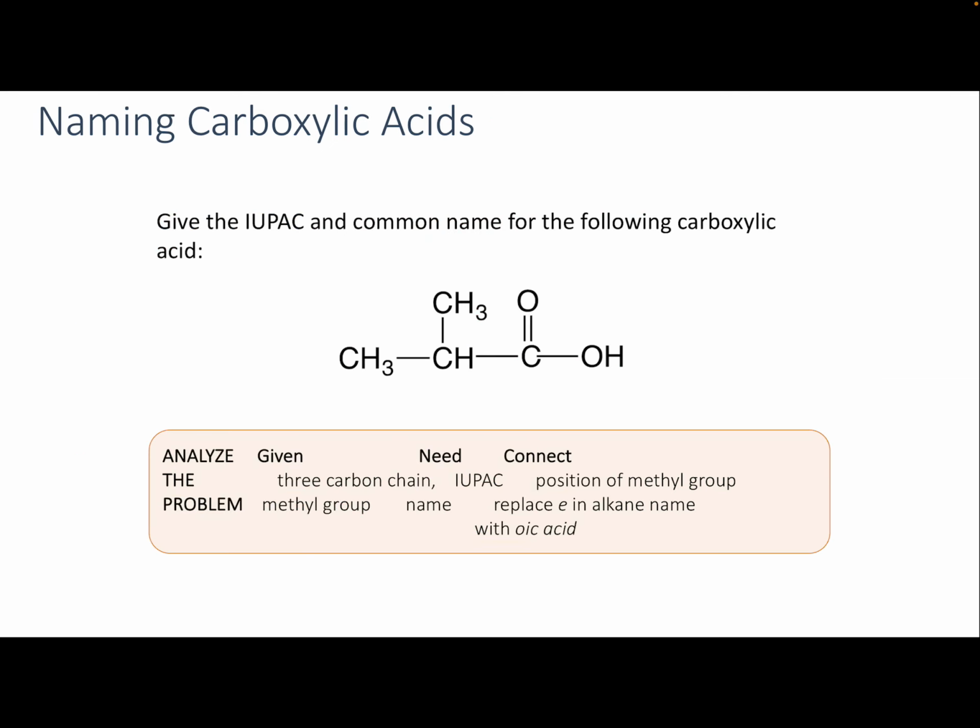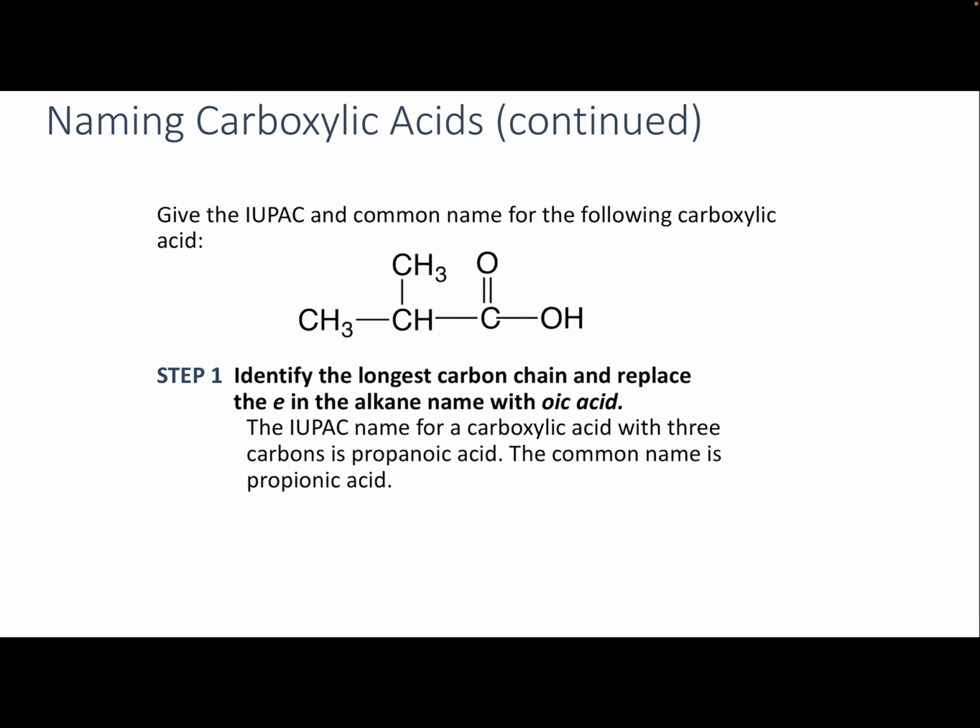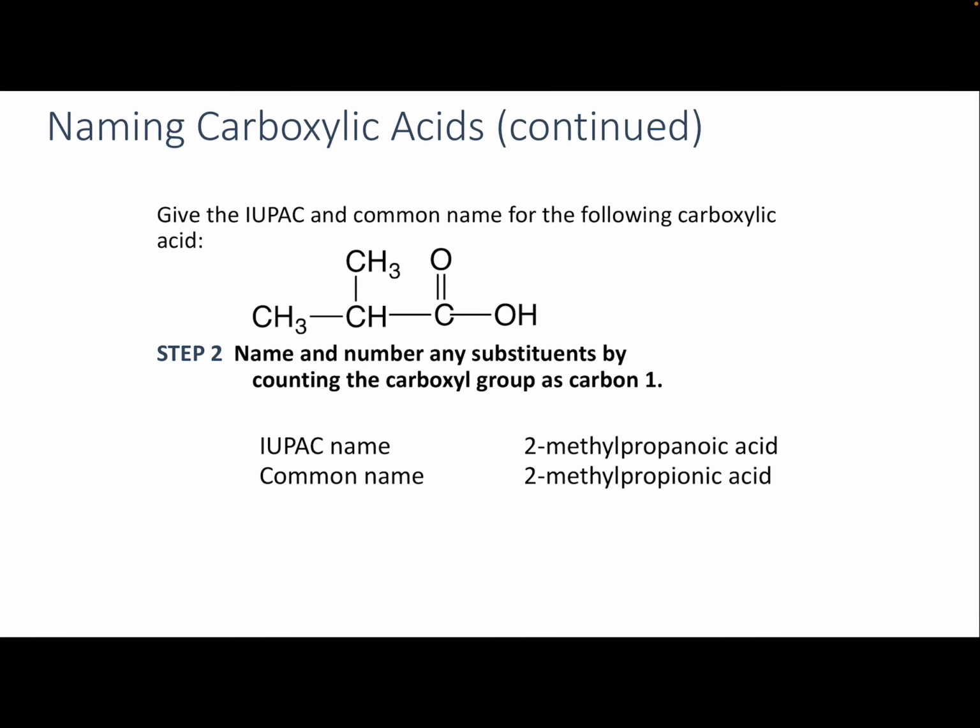All right, learning check. Give the IUPAC and common name for the following carboxylic acid. Don't forget to identify the longest chain, replace the E in that alkane name with oic acid, and count out any substituents. All right, pause it, give it a shot. Hopefully you came up with 2-methyl propanoic acid. You could have also come up with beta-methyl propionic acid or 2-methyl propionic. So common name, common numbering.